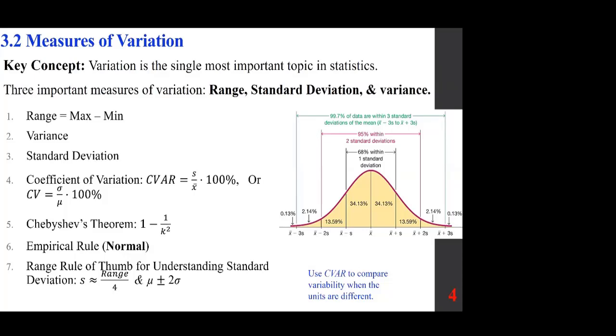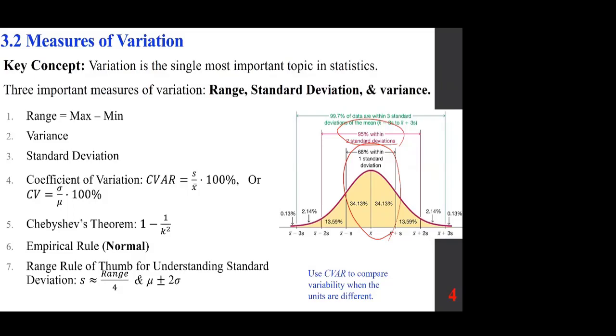The empirical rule, or the normal distribution, is referring to the picture on the right side. If you start with the mean and go 1 standard deviation away, it covers 68% of the data. If you go 2 standard deviations away, it covers 95%. And if you go 3 standard deviations away, it covers almost everything, 99.7%.